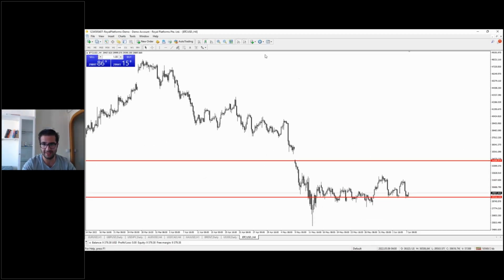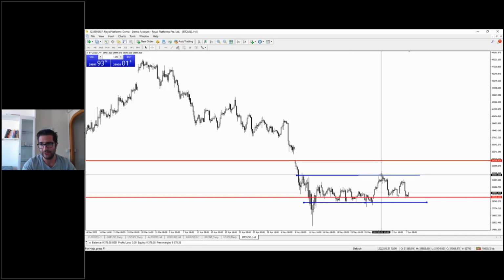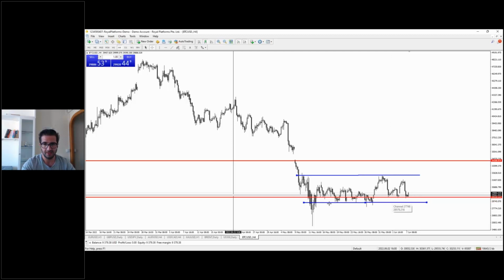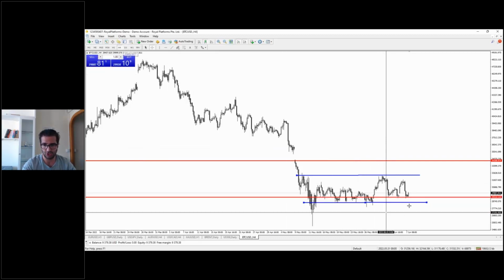We can see clearly that the market is in a channel. If I combine those parallel levels here, one second. Okay, so the market is bouncing between the 32,000 and around 28,578. So there is no clear direction for BTC.